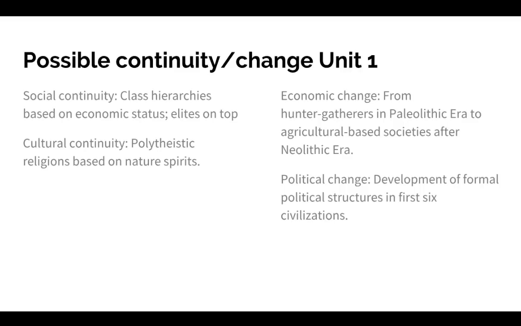So for this Unit 1, we have a social continuity of these economic hierarchies and polytheistic religion. And then an economic change in how people gathered food and how they lived, from hunter-gatherer to agricultural-based societies. And then those first six civilizations as being a new political force in the world.